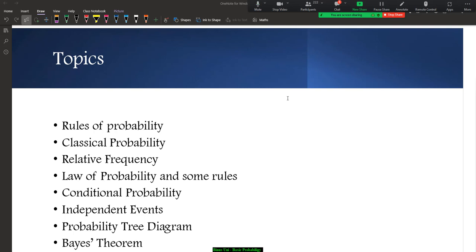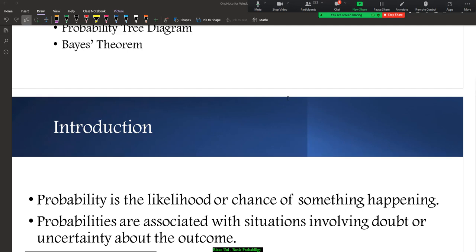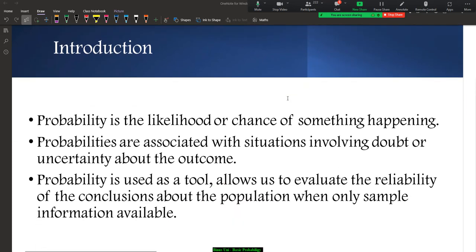It looks like a lot of topics to cover, but basically it's a simple topic, right? So let's look at the introduction. Probability is the likelihood or chance of something happening. It means that we are measuring the chance of some event happening. We want to know the probability, the likelihood. Probability is associated with situations involving doubt or uncertainty about the outcome. Probability is used as a tool nowadays that allows us to evaluate the reliability of conclusions about the population when only sample information is available.